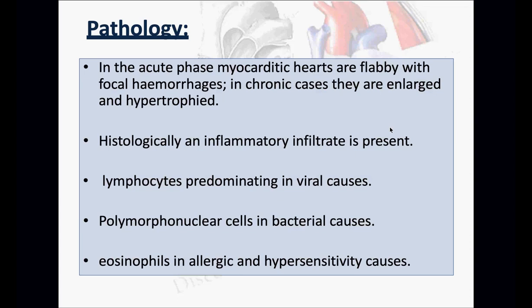Pathology. What occurs in myocarditis? In the acute phase of myocarditis, the heart is floppy with focal hemorrhages. In a chronic case, the heart is enlarged and hypertrophied. Histologically, there is an inflammatory infiltrate, with lymphocytes predominating in viral causes and polymorphs predominating in bacterial causes.